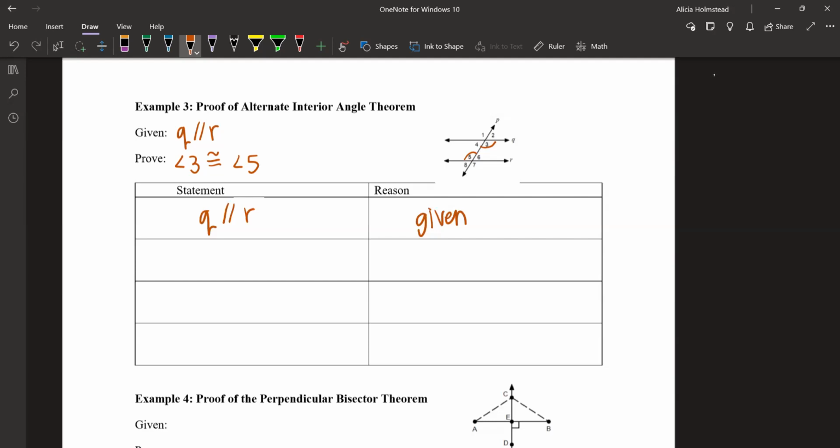And since we proved the vertical angle theorem earlier, let's try to use that. So, well, angle 3 is vertical to angle 1. And because we proved that vertical angles are congruent, we can actually just start there. So we know that angle 3 is congruent to angle 1. And angle 5 is also congruent to angle 7. So this is that vertical angles are congruent.